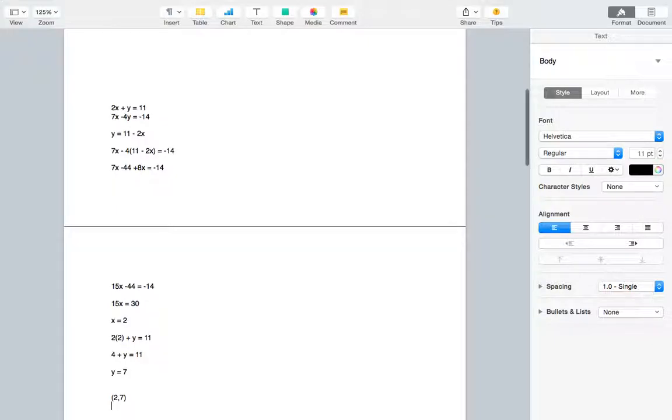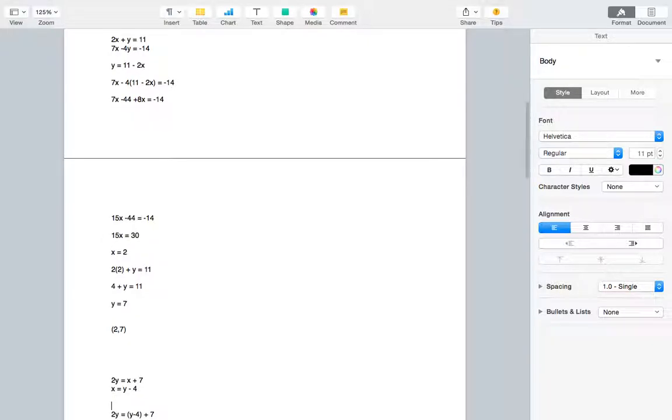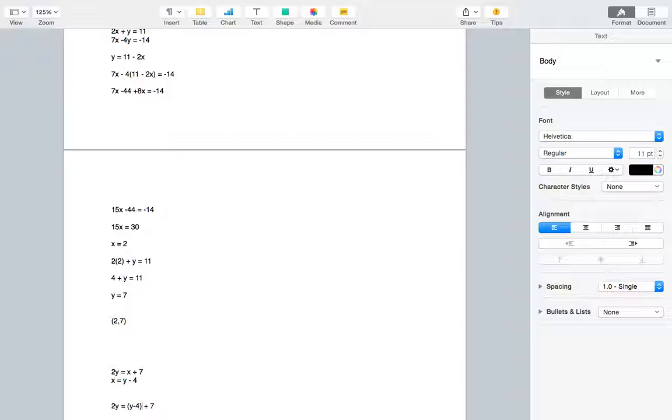Okay, on to the next one. 2y equals x plus 7. X equals y minus 4. Now this one's already half done for you. X equals y minus 4. Put it into the other equation, and you solve for y. 2y equals (y minus 4) plus 7, I put the parentheses there so you could see that it was substituting for x.